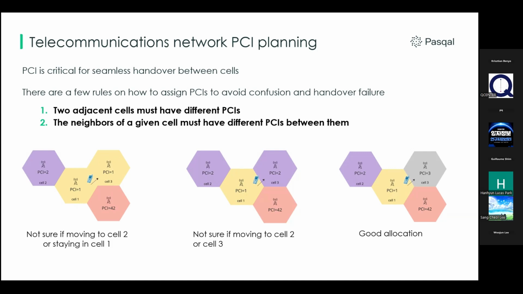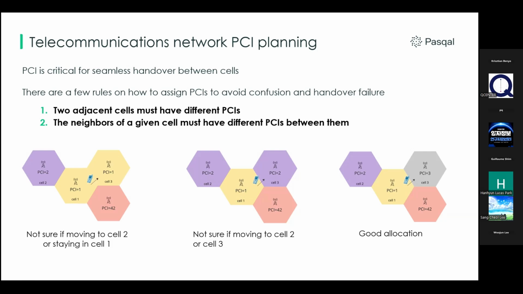So if you were in cell number 1 and were to move to cell number 3, you would need to change the PCI, the cell identifier associated to you. But if cell number 2 and 3 have the same identifier, the network would not be able to tell in which part you are physically situated. So these are the two constraints they need to keep in mind in order to allocate these physical cell identifiers.